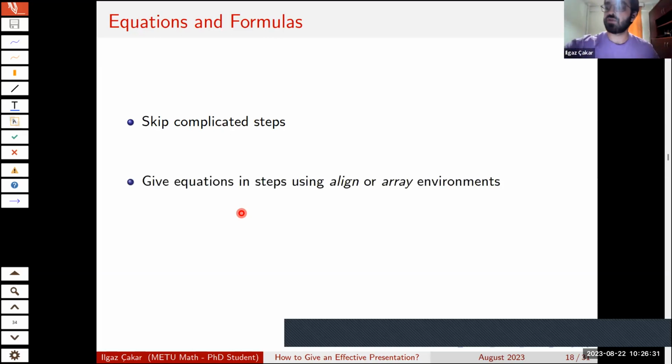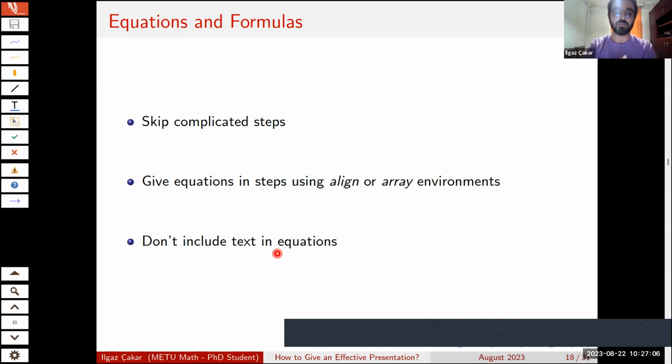And please use these two environments, align and array, in your presentation, so that you can give your equations in steps, so that both you and us, your audience, can follow your equations easily. And try to avoid including text in the equations. Okay, sometimes it might be necessary to make things clear. It's acceptable, but use less text if possible.